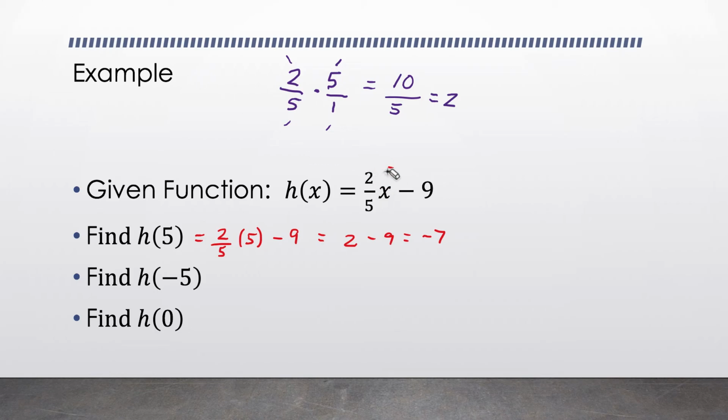Plugging in a negative 5 is not going to be much different. We'll come to our function, and in place of the x, we'll put a negative 5. So I have 2 over 5 times negative 5 minus 9.